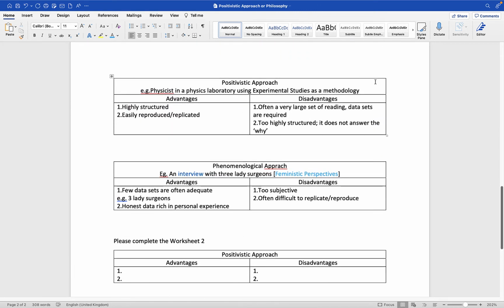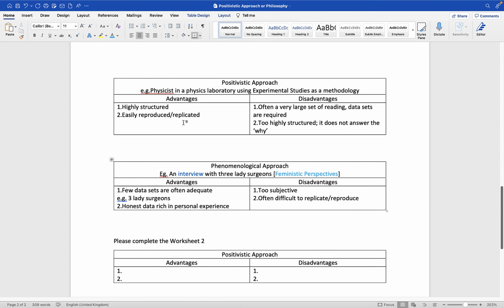All right, so what I'm looking at now is I want to consider the positivistic approach and the phenomenological approach. And I'd like to think in terms of the advantages and the disadvantages. Okay, well, let's consider a physicist in a physics laboratory. He's using experimental studies as his methodology, all right? Now, if we were to examine his work, for example, we may have a physicist who's studying extensibility in springs, verifying Hooke's law. So I think you would agree with me that his work would be highly structured and it would be easily reproduced by another physicist, perfectly reproduced.